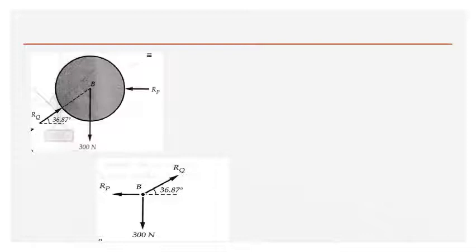RP, if you extend it along the line of action, by the principle of transmissibility of forces, you can transmit the force along the line of action in the same direction. Similarly, RP, which is acting towards left, here also you can see it is acting towards left. RQ is acting towards right, upward. The 300 Newton force is acting vertically downward. The line diagram is drawn to apply Lami's theorem.